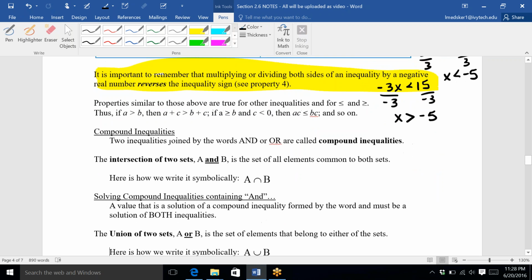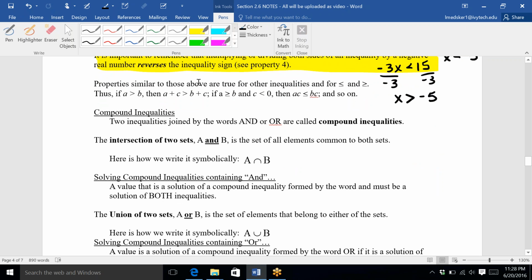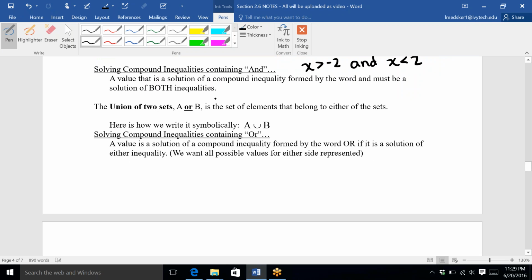Compound inequalities are just inequalities where you put two things together. So the ones that we were just looking at, like -2 is less than x less than 2, that is a compound inequality, and it's an and statement because you can break this into x is greater than -2 and at the same time x is less than 2. In an and situation, you have to find a solution that makes both inequalities true.